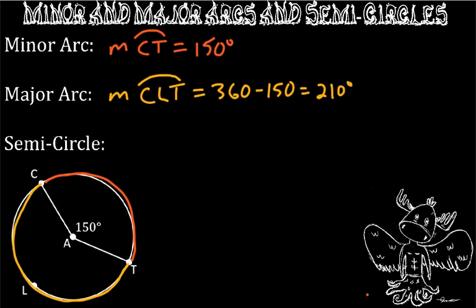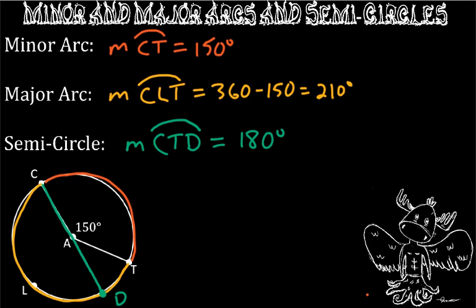If we extend the radius CA straight through to the other side and create another point, point D, then the measure of arc CTD, whenever we're talking about a semicircle, we use 3 points, is equal to 180 degrees. All right, I hope that you feel comfortable with arcs and area and circumference. You can move on to the next video.